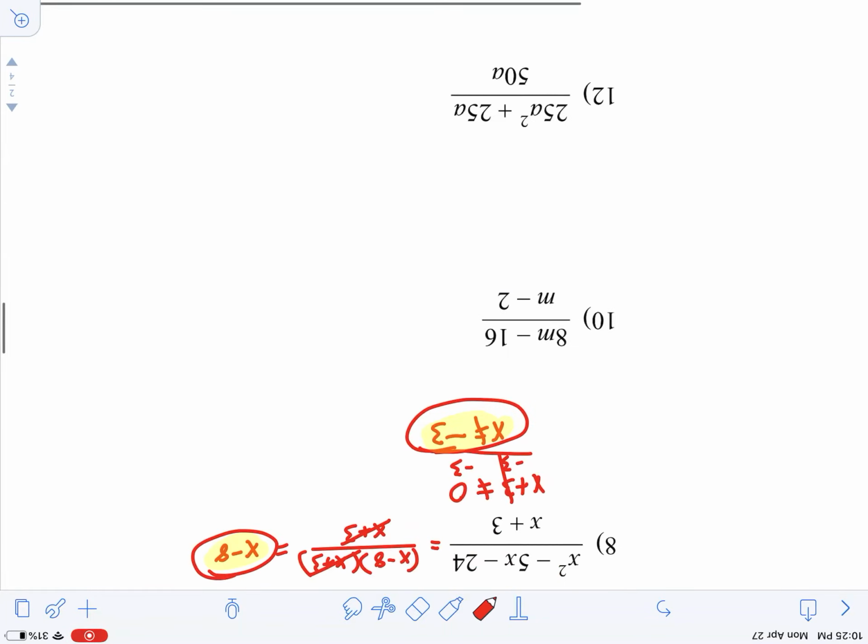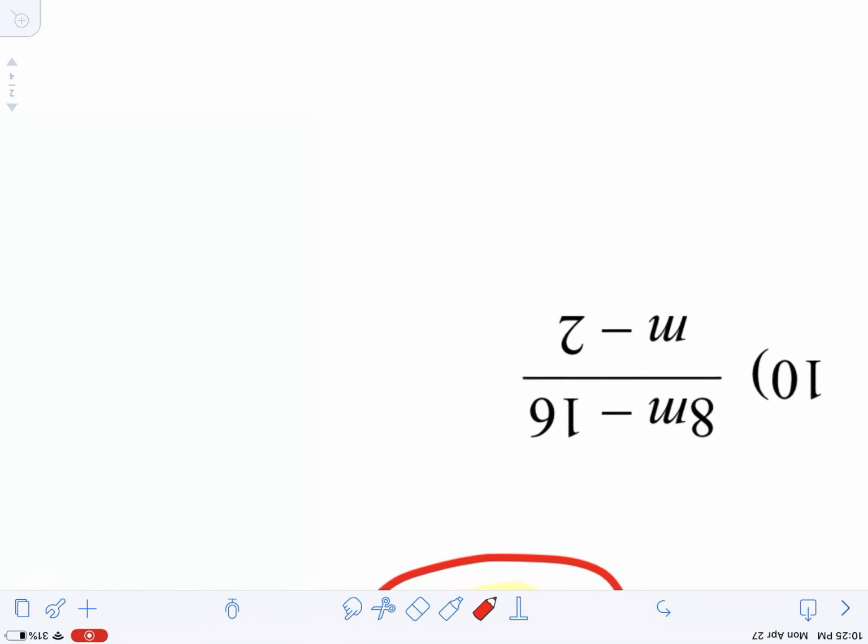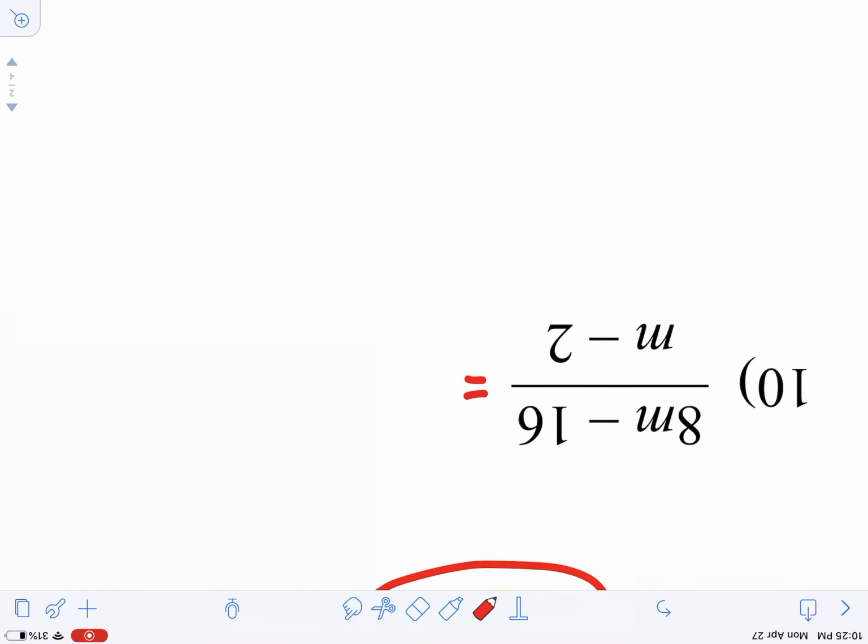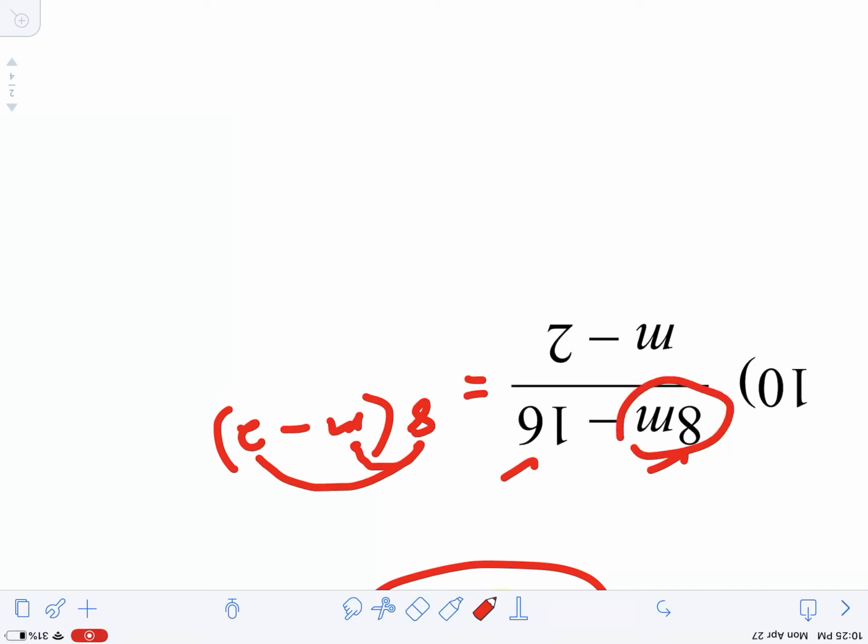Okay. Number 10, factor and cancel. The numerator, both of these terms have an 8 in common that you can divide out. So you divide out an 8, and you're left with m minus 2. One way to check yourself to make sure you factored right is basically distribute this back in. 8 times m is 8m. 8 times 2 is 16. So you're kind of just proving to yourself that you factored it correctly. So this kind of factoring is sort of the opposite of the distributive property.